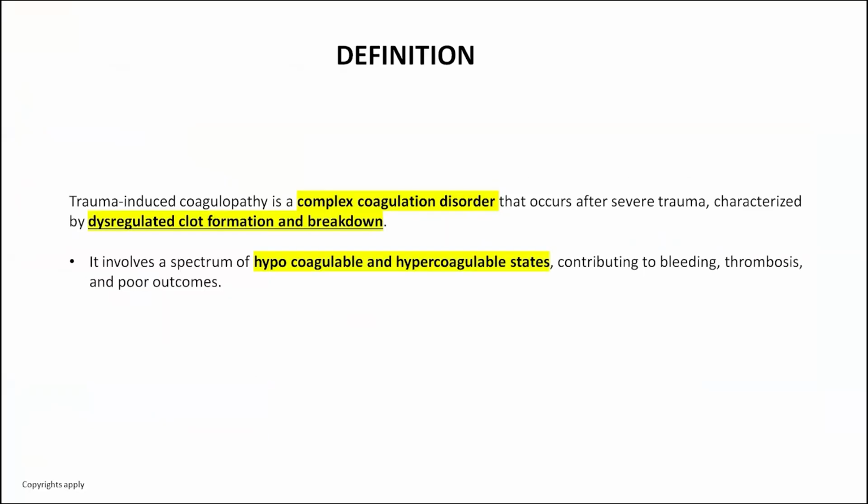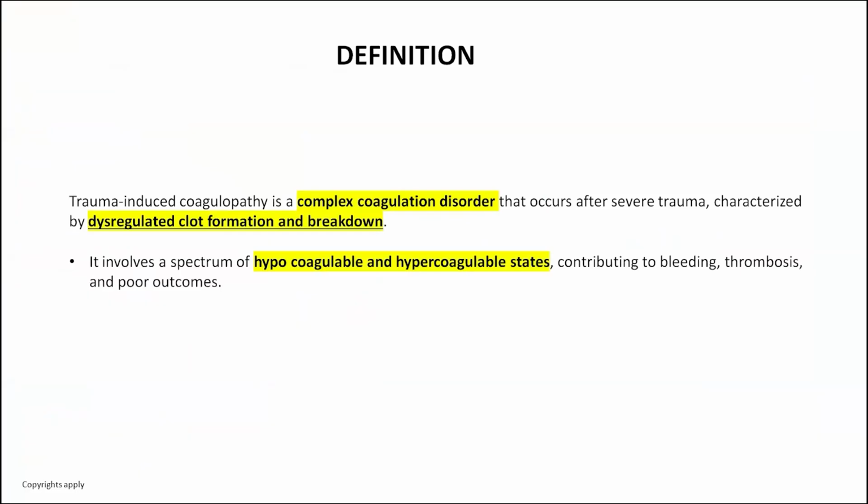So, trauma-induced coagulopathy, by definition, is a complex coagulation disorder that occurs after severe trauma. It is categorized by dysregulated clot formation and breakdown. So it is similar to what happens in burns, right? It's a dysregulated response to an event. In burns it was an inflammatory response. Here we are seeing a problem with the coagulation pathway.